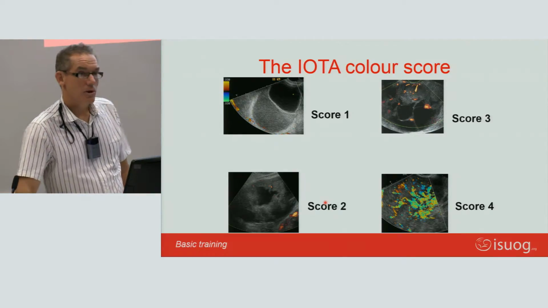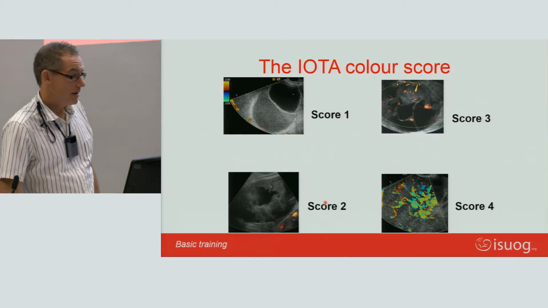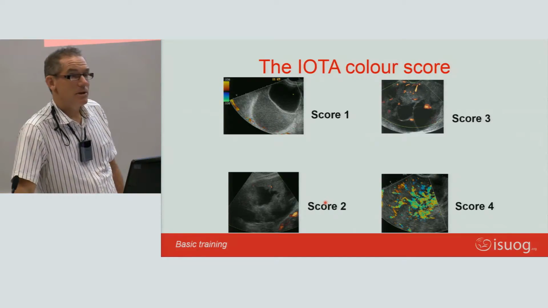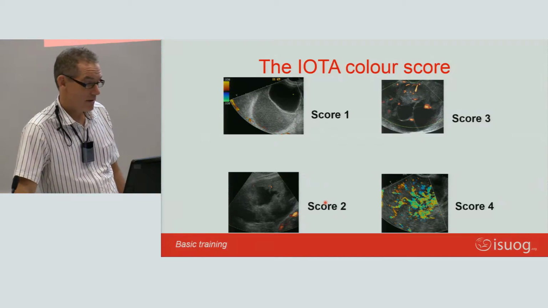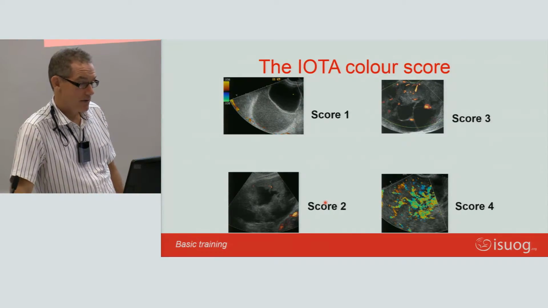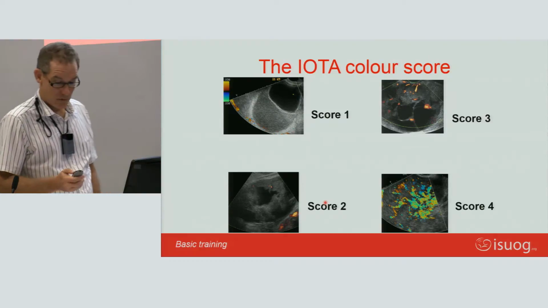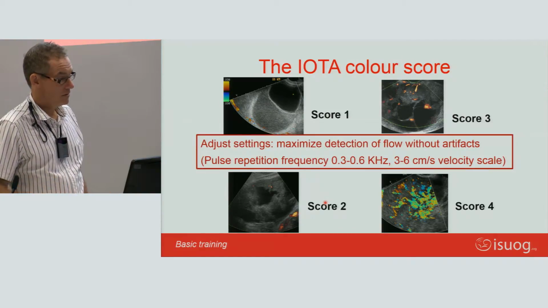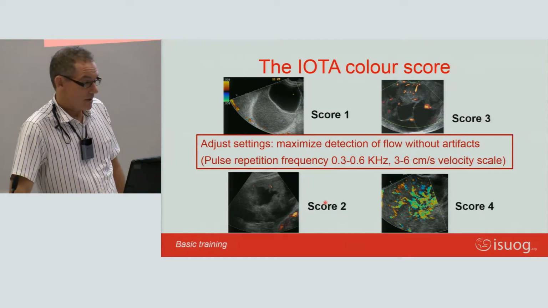In terms of color score, once again, there's a standard color score. So if you put your Doppler on and you're happy that it's working properly, if you see absolutely no color, then it's a color score of 1. If you see some color, then we score a 2. Moderate color is 3, and if there's abundant color, it's 4. 1, 2, 3, 4. Okay, so once again, you must make sure that your ultrasound is set up correctly.